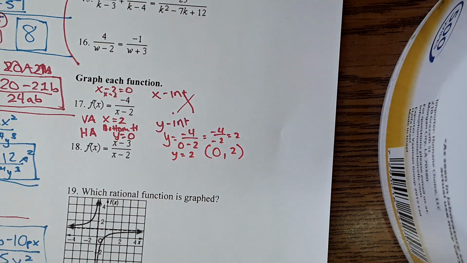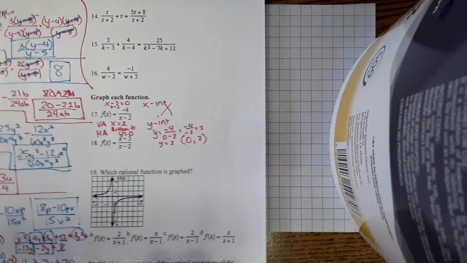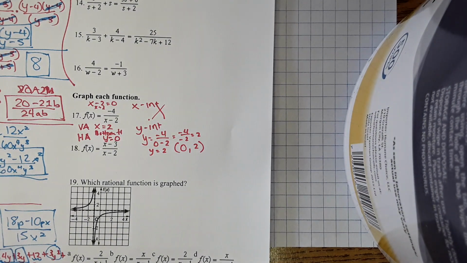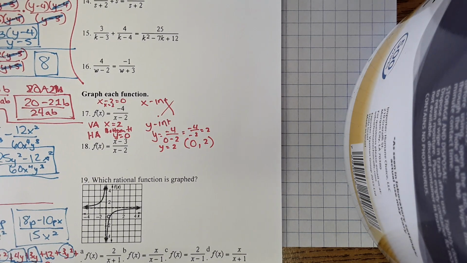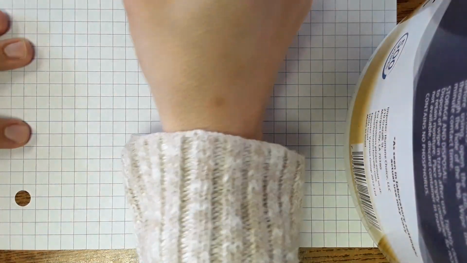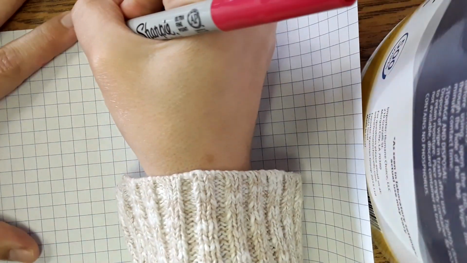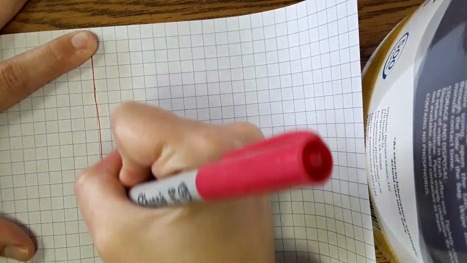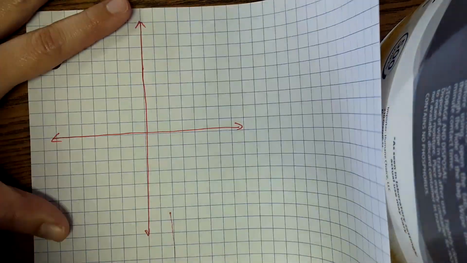Okay, and then using that information, we're going to start graphing. So on your half sheet of paper, you can go back to that. Okay, so we're going to just draw a coordinate plane. Try to draw it straight, that would be helpful. Okay, so right now I'm just drawing a coordinate plane.